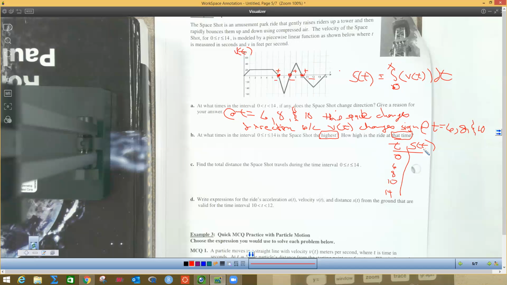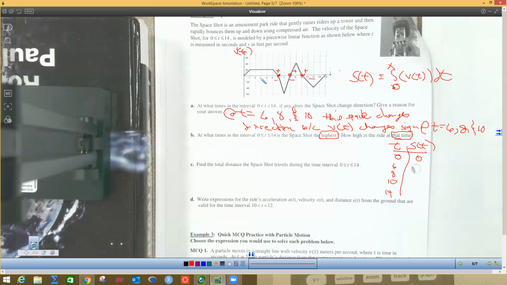So we need to find the s of t of these. I'm going 0 to 0. I hope we know that that is 0. So the height's 0 when we start, because that's when we get on the machine. And then for this part, I put 6 in here, so I got to get the area of this trapezoid.